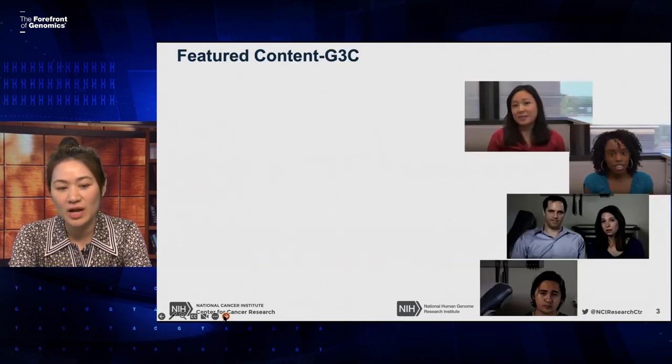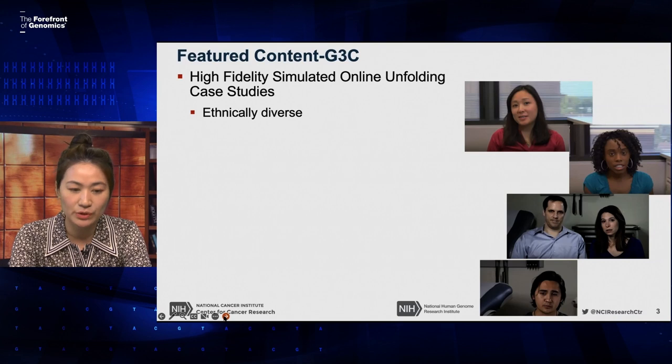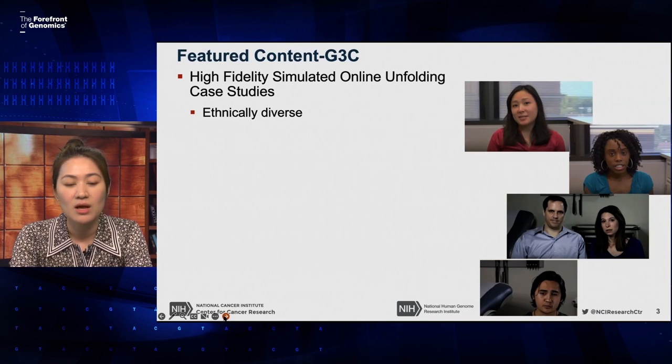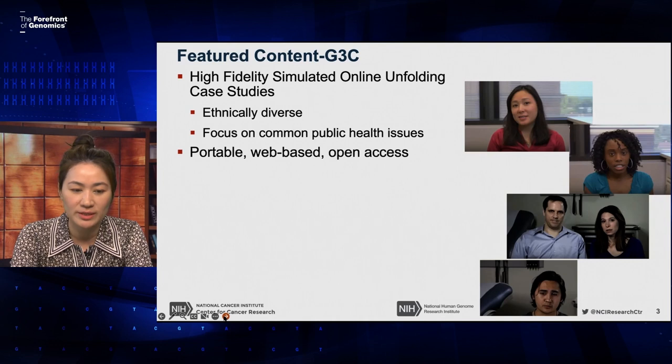There are some featured contents of G3C. Right now, there are about 18 cases on the G3C website. The cases range from cardiac to prostate cancer to colon cancer, and the patient selection is ethnically diverse. The reason is we're trying to mimic the community of patients we are serving. We are also focusing on some common public health issues, such as access to health care and others that are important in the clinical setting.